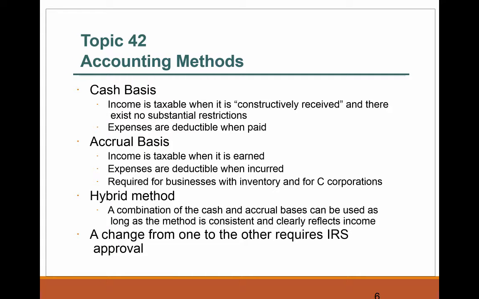So we have certain types of accounting method: cash, accrual, and a hybrid. Cash income is taxable basically when it is received, with no restrictions associated with the cash, and expenses are deductible when paid. Most small businesses follow a cash basis, and then they run into trouble when they're trying to get loans because they show this up and down spiral with cash. Hence why we have the accrual basis.